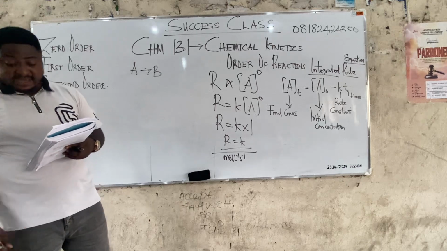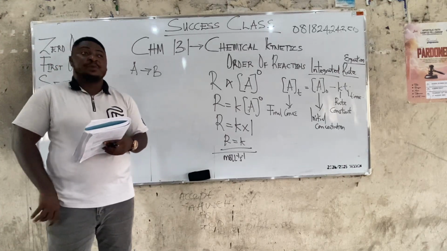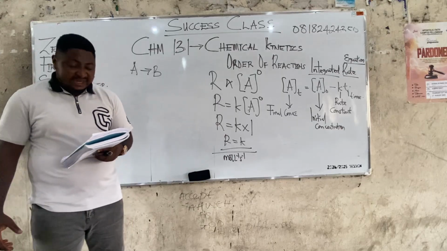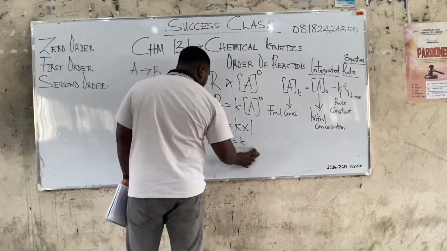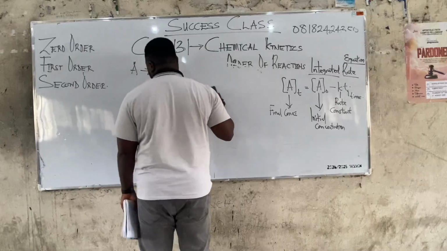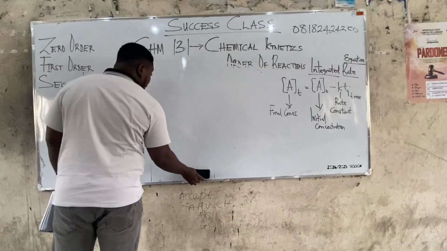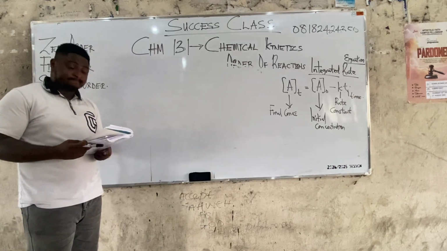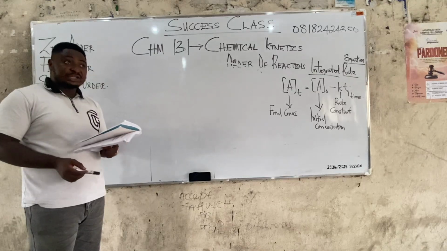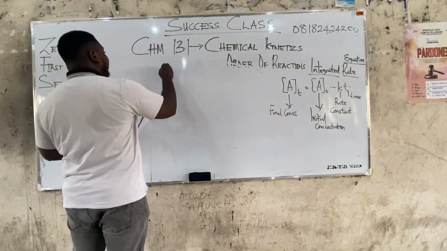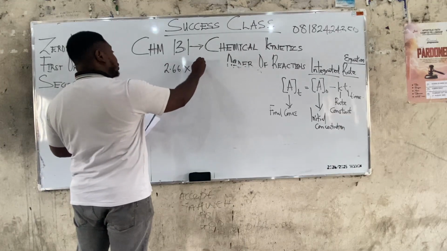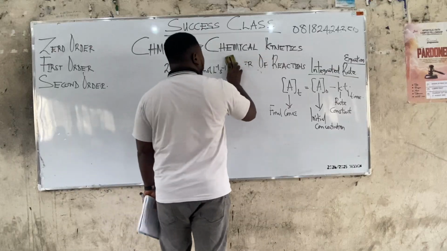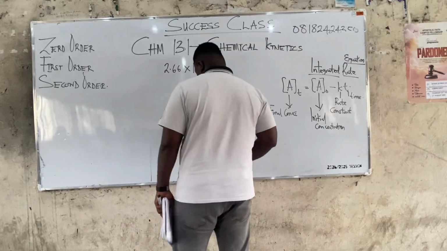Calculate the amount of 0.800 mole per liter of ammonia left after 300 seconds, if the rate constant for the reaction is 2.66 multiplied by 10 raised to power minus 3 moles per liter per second.